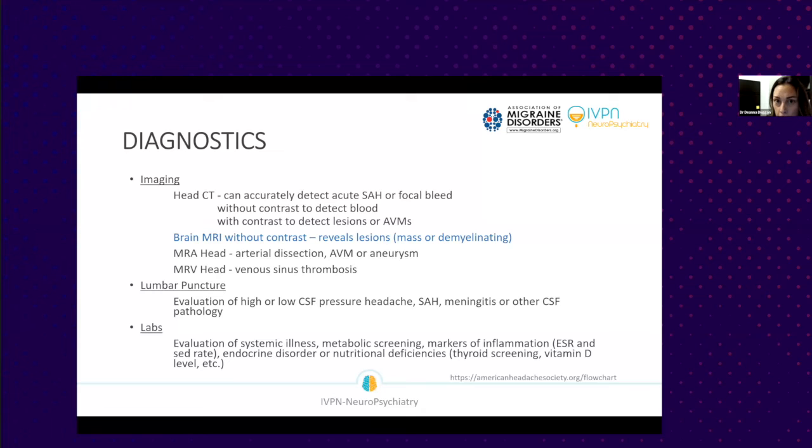Lumbar puncture, if there is a concern for intracranial hypertension or even low pressure, and also labs to evaluate for systemic illness and any other markers of inflammation, nutritional deficiencies, and metabolic screening. Next slide.